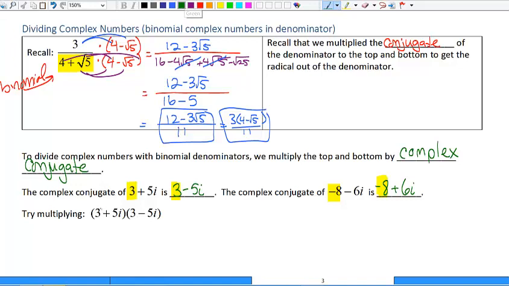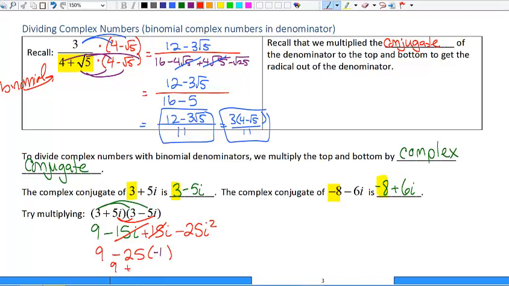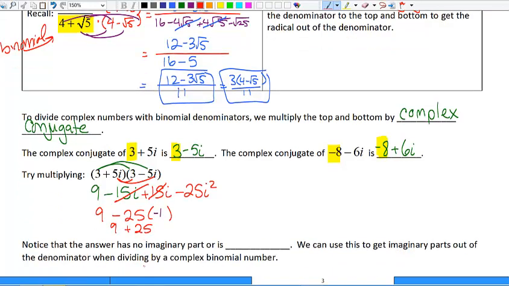Now let's remind you, when we multiplied two conjugates, we get 9 minus 15i plus 15i minus 25i squared. Notice that those two middle terms cancel out or add to 0. And guess what? They always are going to add to 0. And we have the 25i squared, but don't forget that the i squared is negative 1. And that gets me 9 plus 25, which is 34.